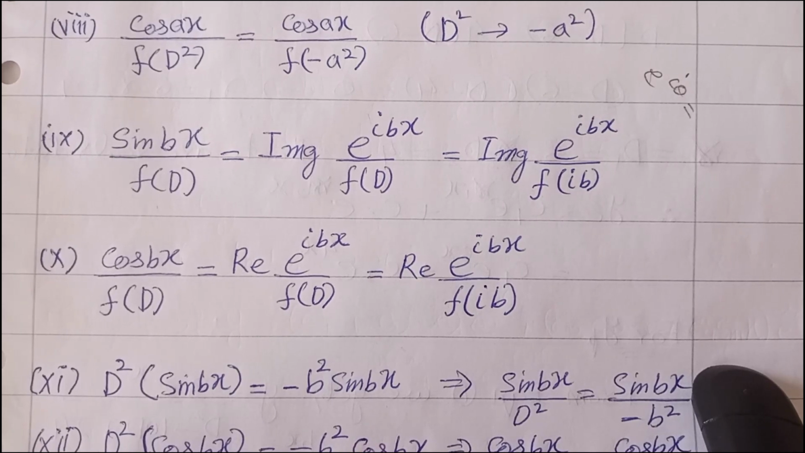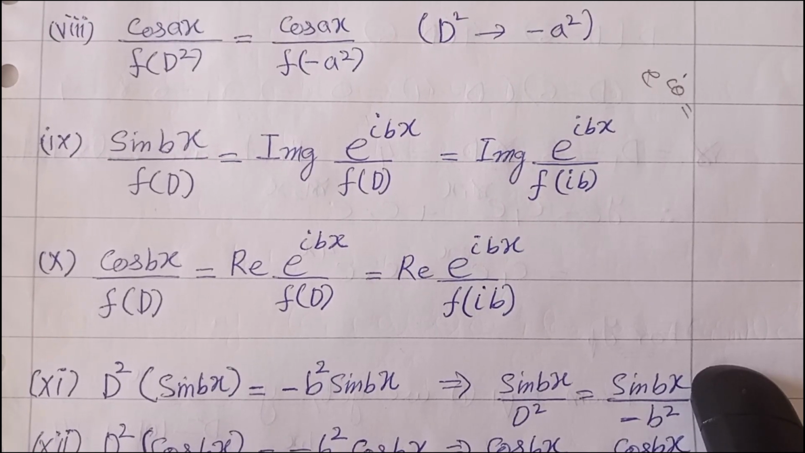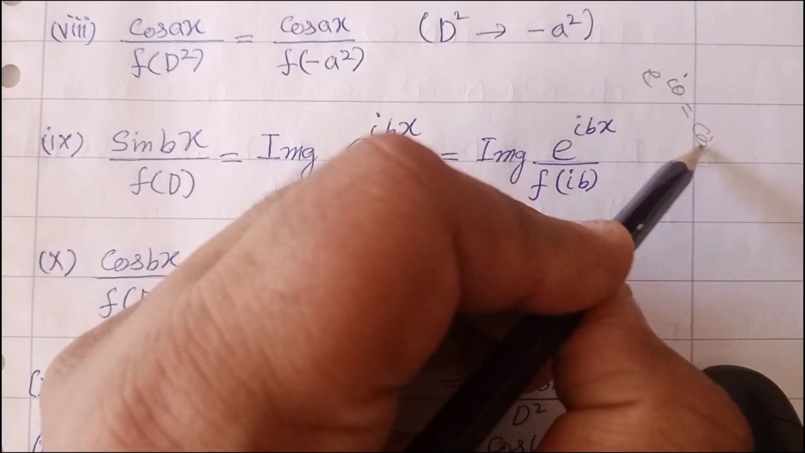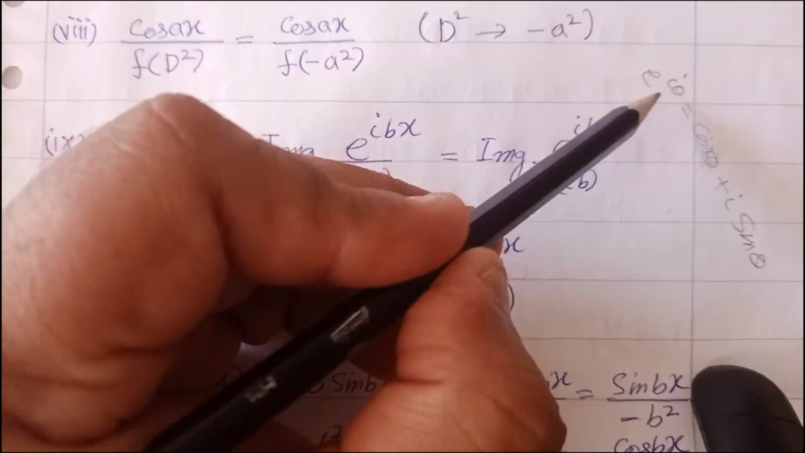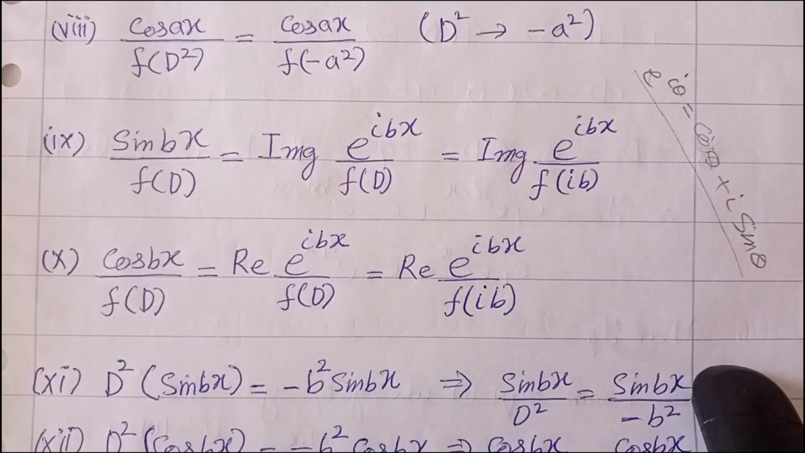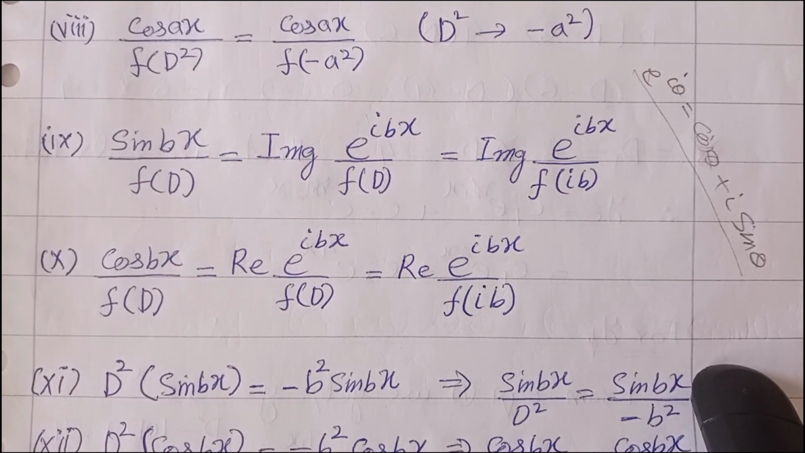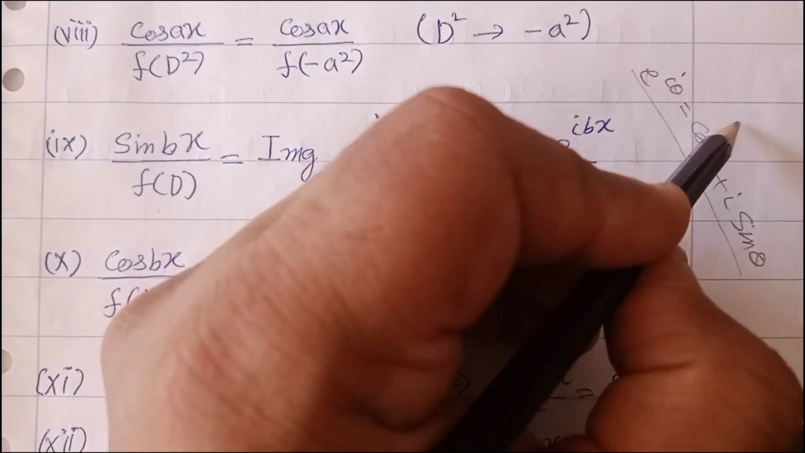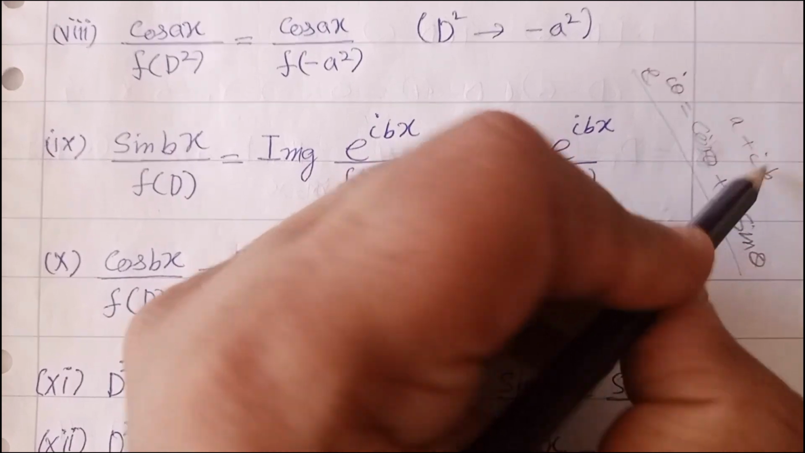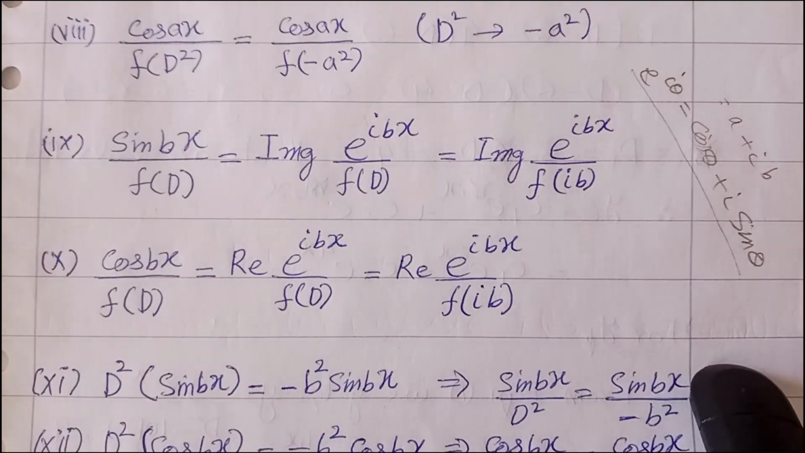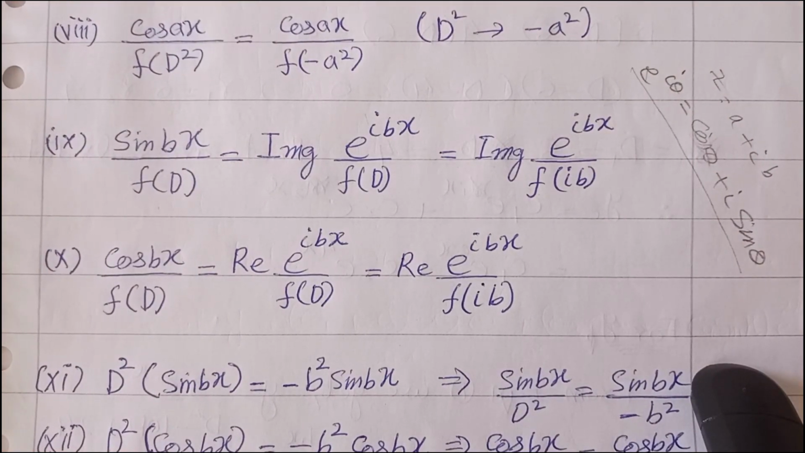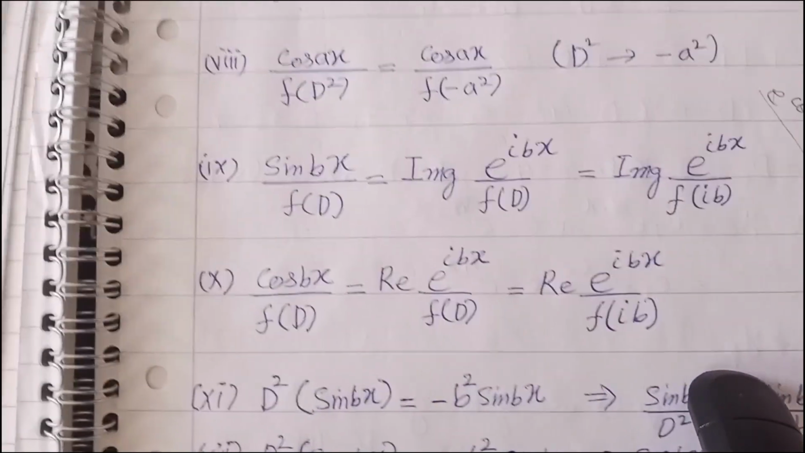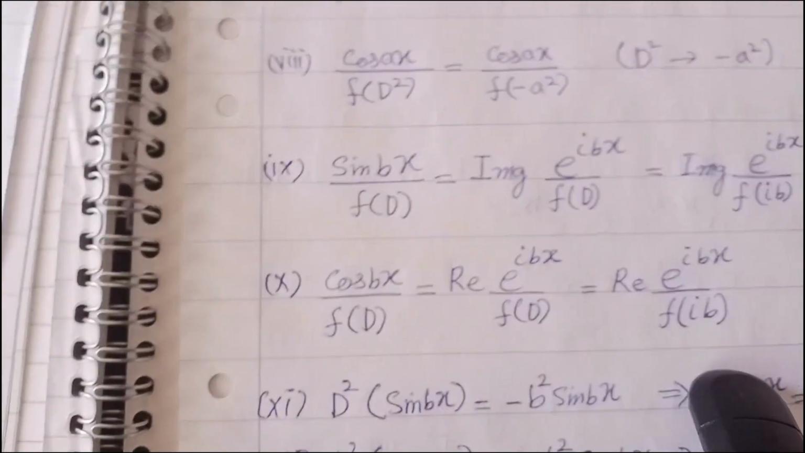That is exponential iota theta. So the real part is cos theta and the imaginary part is iota sin theta. This is the Euler formula, exponential iota theta, for a complex number. For instance, z is equal to a plus iota b, and we can write it as exponential iota theta, cos theta plus iota sin theta. That is why we take sine as the imaginary part of the complex number.